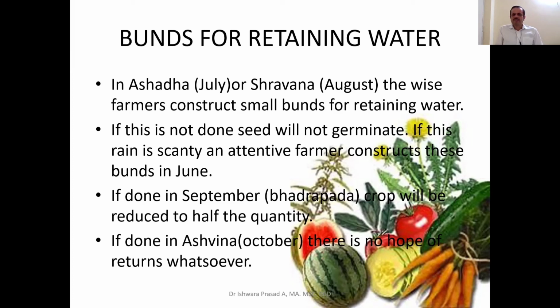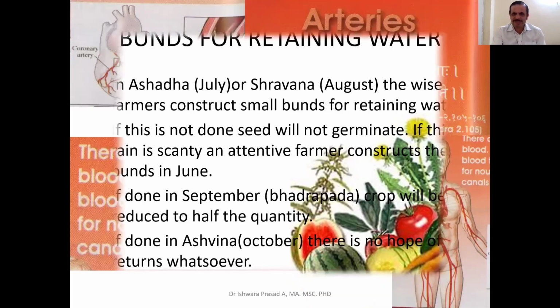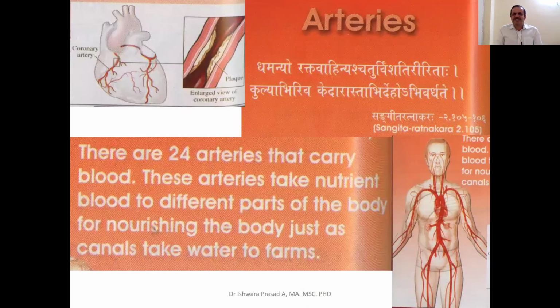If done in September, that is in Bhadrapada Masa, the crop will be reduced to half the quantity. If done in Ashwina, that is October, there is no hope of returns whatsoever. So bunds are to be constructed in July or August, that is in Ashada or Shravana. So such information is also available from our ancient Indians.